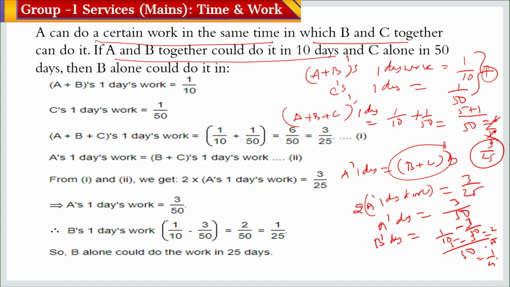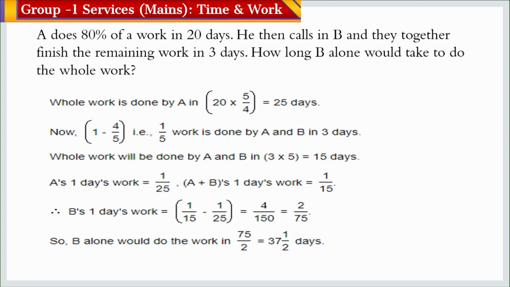Correct? Okay, what is required here? B alone can do the work in how many days? B can alone do that work in 25 days. Correct? In this manner, you can calculate the work done by B alone. Now, shifting to the next question.